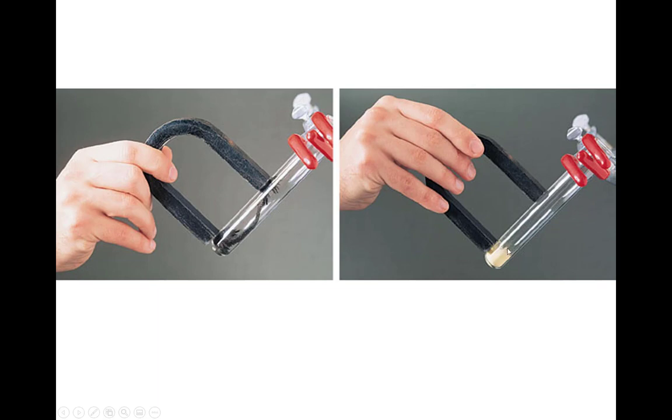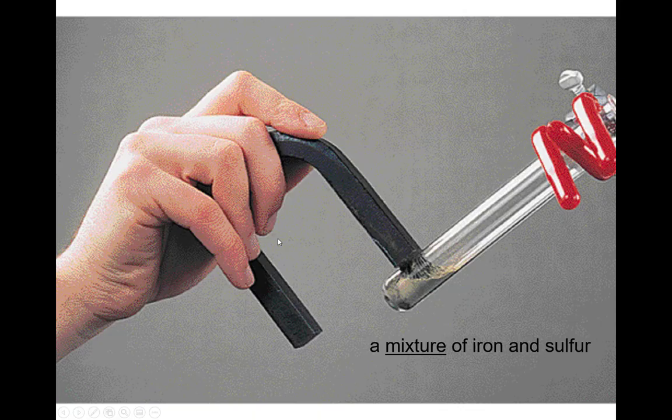Let's say I pour the sulfur into the test tube with the iron and I give it a good shake. Shaking them does mix them up, but it doesn't make a new compound. They don't react with each other. So you'll see that I can still separate the iron from the sulfur using the magnet.